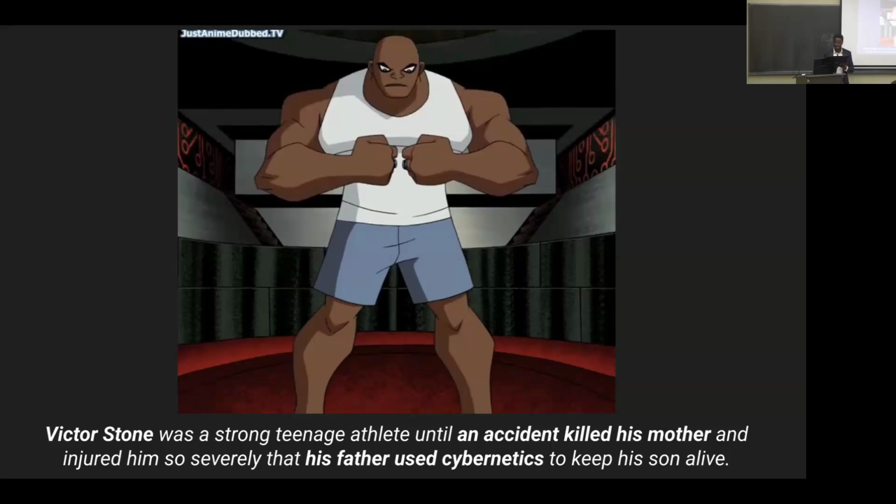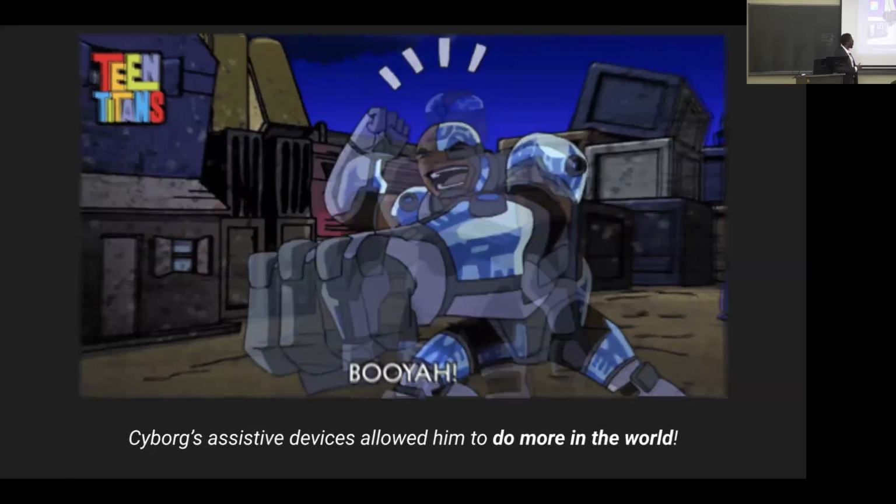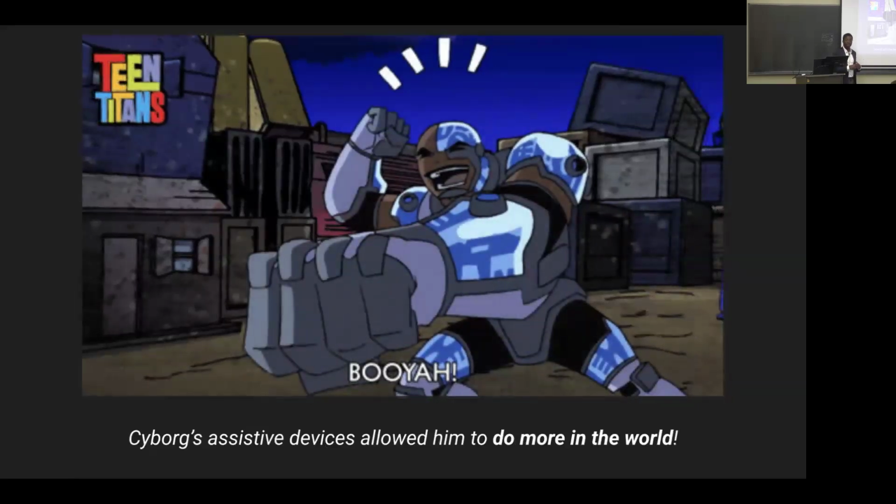So why am I telling you this? Well, I think there's a lot to learn from Cyborg as a superhero because he had all of these assistive devices that allowed him to do more in the world. And I hope that by the end of this talk, you'll come to the realization that with assistive devices, you as accessibility experts can also do more in the world.